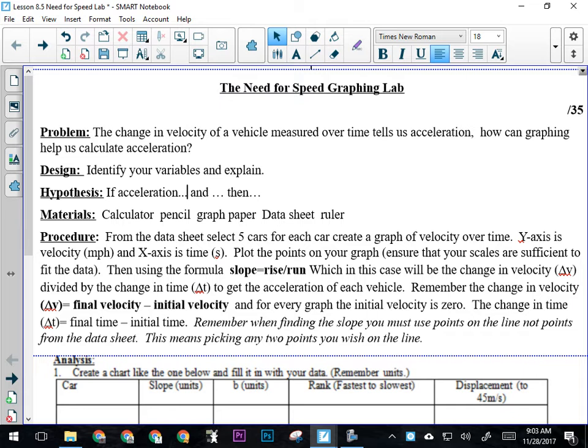So same as usual, we've got a problem that we're investigating here. The problem we're investigating is the change in velocity of a vehicle measured over time. That tells us acceleration. How can graphing help us calculate acceleration? We've talked about how you get acceleration from a velocity versus time graph before. That's going to be a big part of what you're doing in this particular lab.